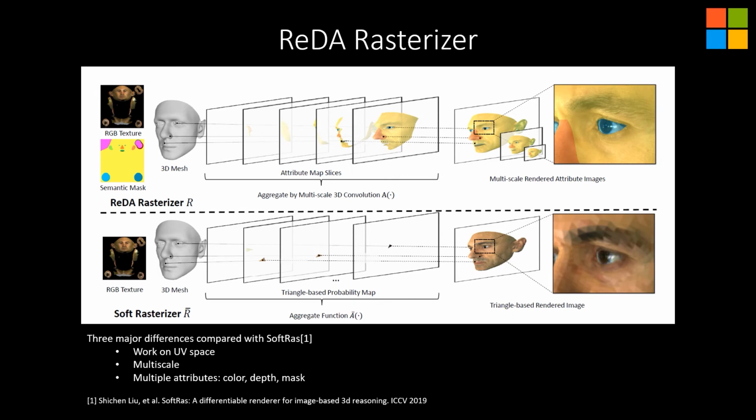First, we work on UV space, which can render smoother images with much less triangle artifacts. Second, we aggregate over multi-scale outputs to enable the gradient to propagate beyond the triangle in which a pixel is enclosed. Third, we work on multiple image attributes beyond color.